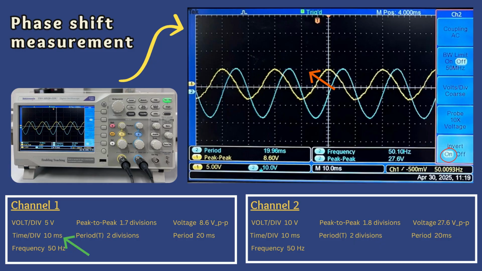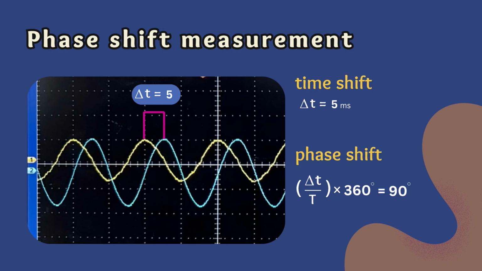For phase shift measurement, we have 2 parts to consider. The first part is the time division, which we observe to be 10 milliseconds. And the second part is the division per box. And each box contains 5 dots, which means that 10 divided by 5 is 2. So each dot represents 2 milliseconds. And this is a clearer diagram and formula of what I've done in the video.